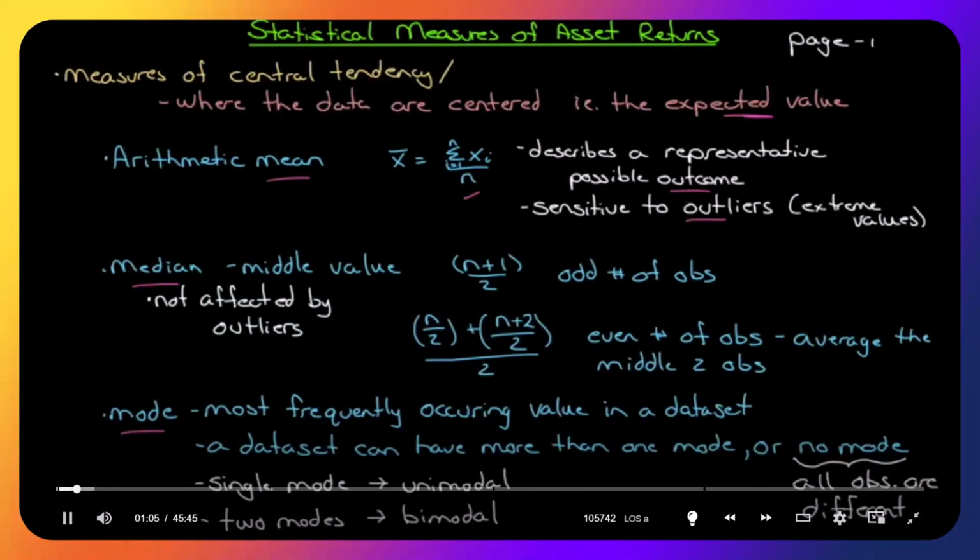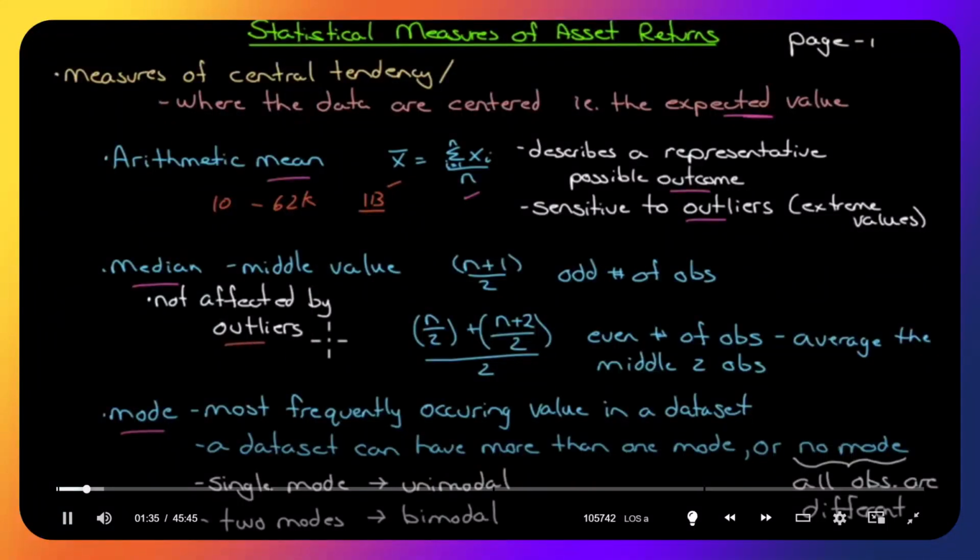A good example of that is, let's assume you have 10 people in a room all making $62,000 a year, and you put a billionaire in there. So you have 11 people in the room. The arithmetic mean would not describe any of them. Maybe it's closer to the billionaire than the other people in the room, but it certainly would not be a representative possible outcome. We can turn to the median for that, which is the middle value.